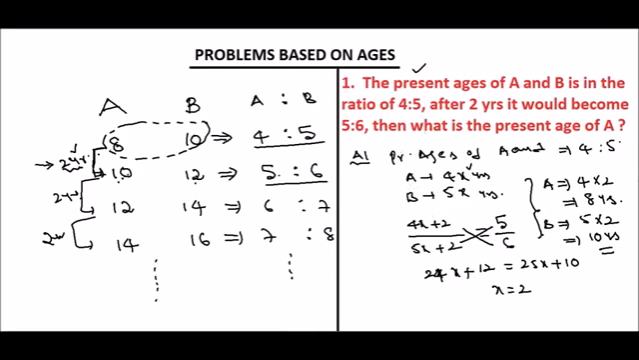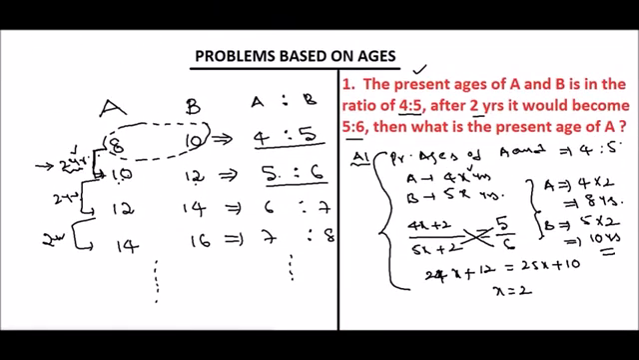See how I have done it here. Present ages of A and B are in the ratio 4:5. Whatever the ages may be, maybe 4 and 5 years or 40 and 50 years, the ratio is 4:5. After 2 years, the ratio becomes 5:6. Then what is the present age of A? This is the comprehensive mathematical way. A's age is 8 years, B's age is 10 years. Now you have clarity. Now the same question can be done within seconds. Just observe this carefully.